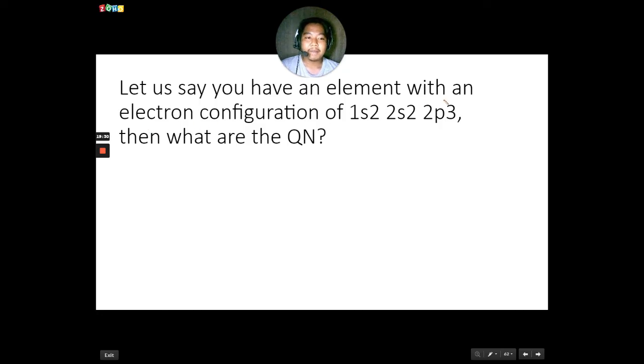So let's say you have an element with an electron configuration of 1s2, 2s2, 2p3. Then what are the quantum numbers? If you are given the electron configuration, you only have to worry about the last electron configuration. That's 2p3. So basic n, you copy 2, L, you copy p. We'll repeat that until mastered. 0 is S, 1 is P, 2 is D, 3 is F. S, P, D, F, 0, 1, 2, 3.